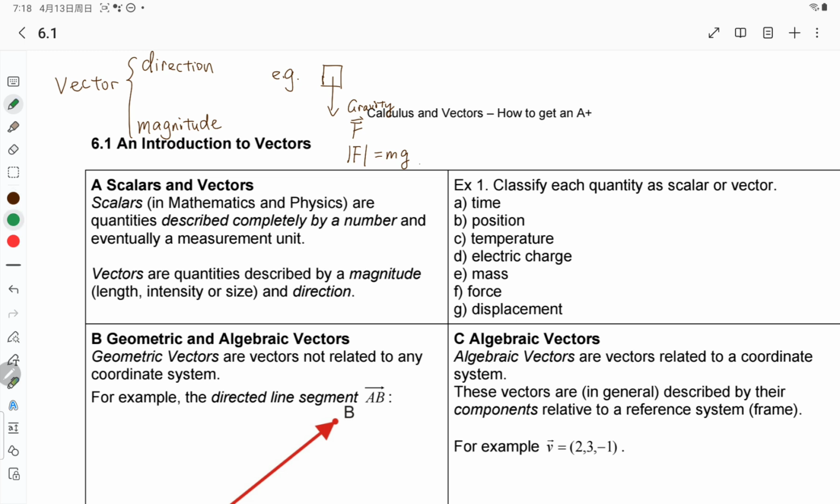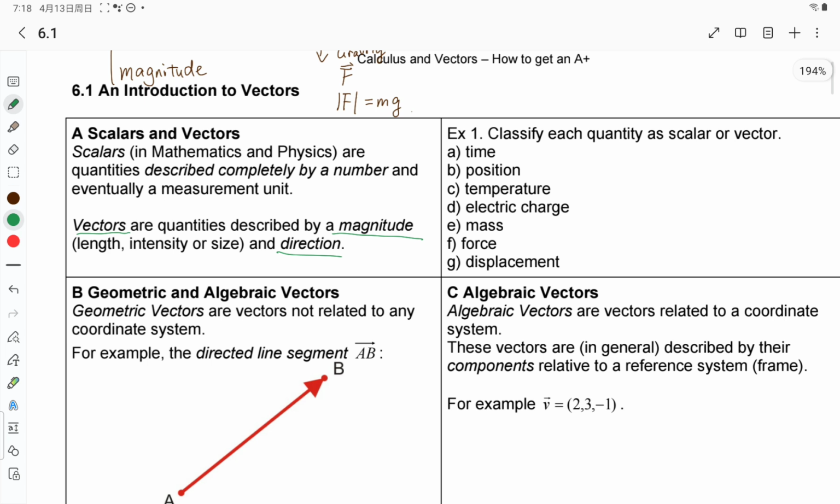So here it has scalars. You can skip this, scalars, blah blah blah, and then vectors. So here's the definition. Vectors are mainly described by a magnitude and a direction. So it's an object that has these two important pieces of information.